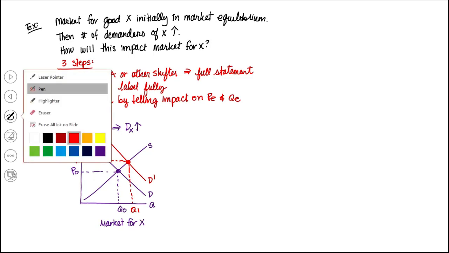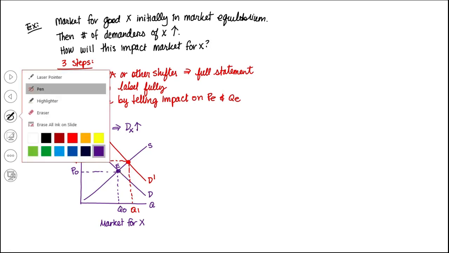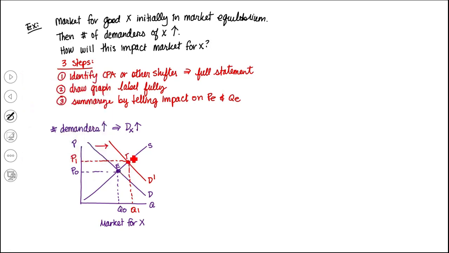So sometimes it helps to label your equilibrium. So this is E, and this would be my new equilibrium. I'll call it E1. All right, so that's a well-drawn graph, and everything is labeled, right? And now the last thing you have to do is summarize the impact on equilibrium price and quantity.